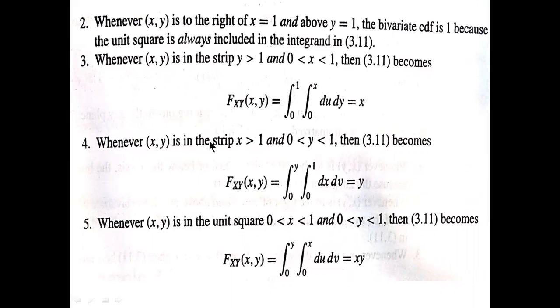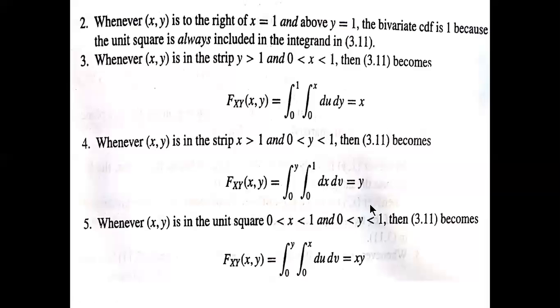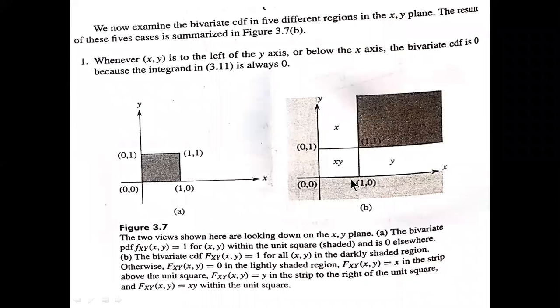Similarly, whenever we have the strip for x greater than 1 and y between 0 and 1, that will be equal to y here. And that is what is calculated here. In the fifth region, that is within the unit square, it will be this integration, and that will be xy itself. And that is what is shown in this figure, okay.